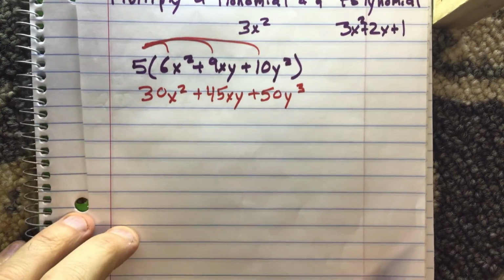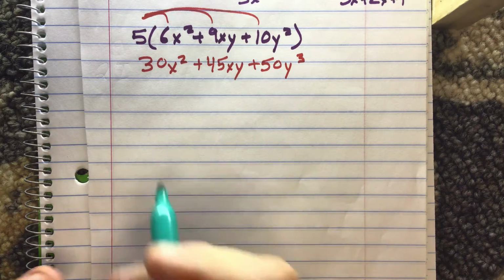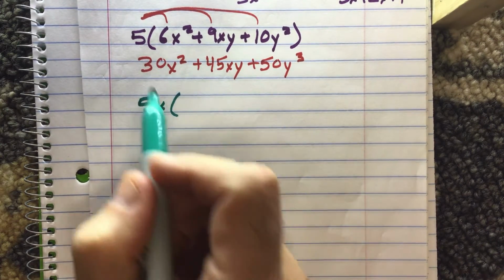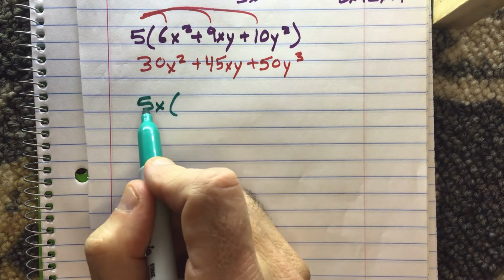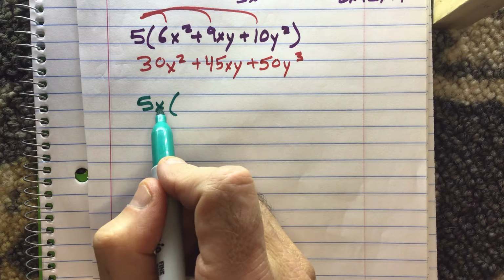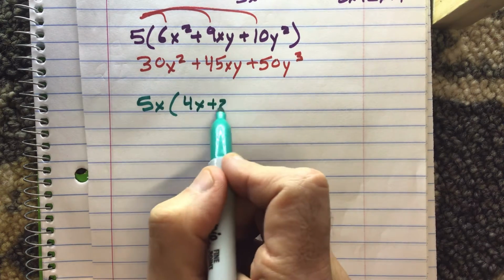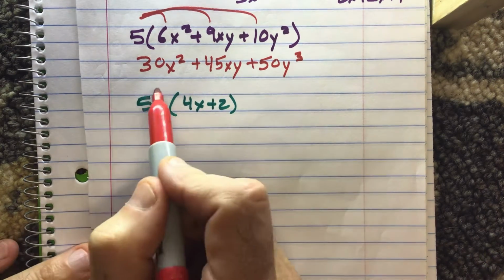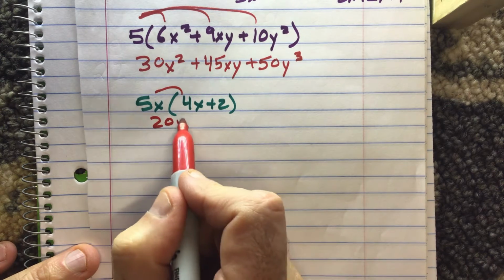Okay, so let me do a few more examples just to show you some differences. The monomial could look like this, 5x, as opposed to just a 5. That's a monomial. It's one term. It's a constant with a variable. 4x plus 2. Again, you're distributing. So 5x times 4x is 20x squared.